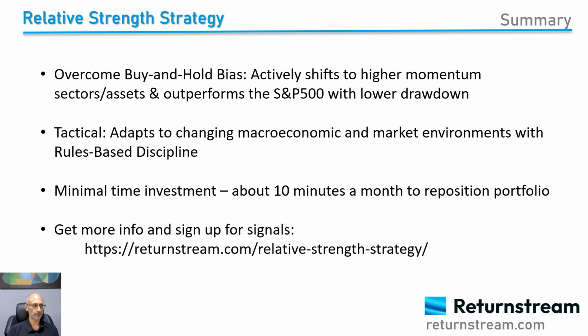So in summary, the strategy is able to overcome buy and hold bias by actively shifting to higher momentum sectors and assets. And by doing so, it outperforms the S&P 500 with a much lower drawdown. It is a tactical strategy where it adapts to changing macroeconomic and market environments with a rules-based discipline. The strategy requires minimal time investment, only about 10 minutes a month to reposition the portfolio.